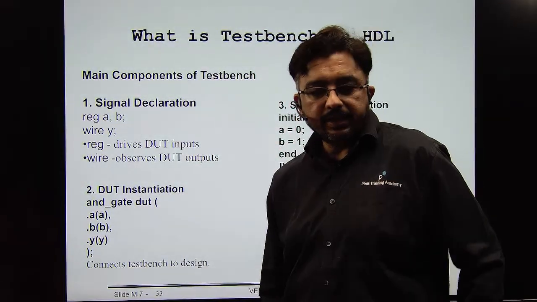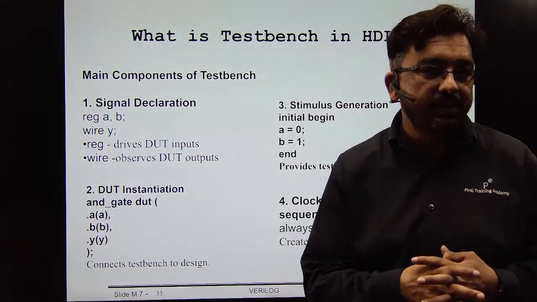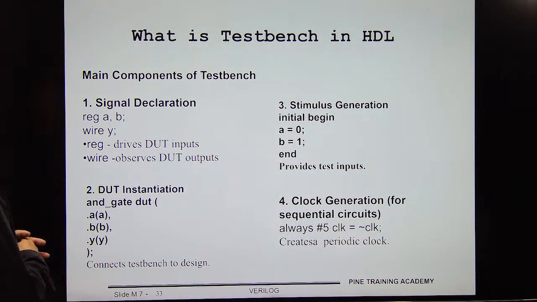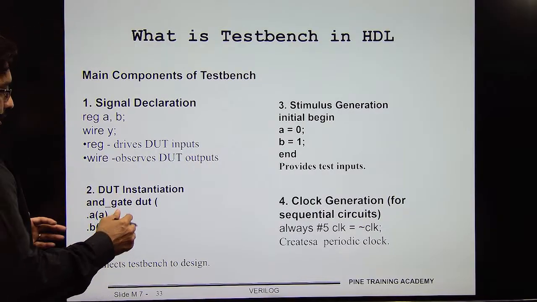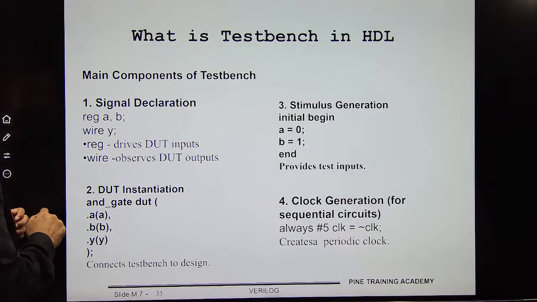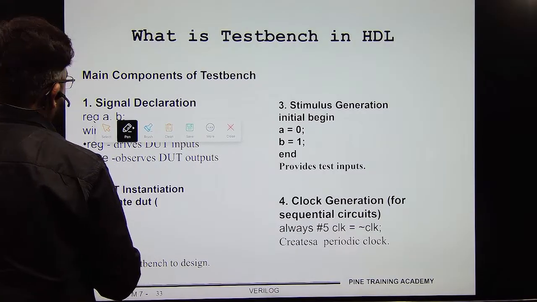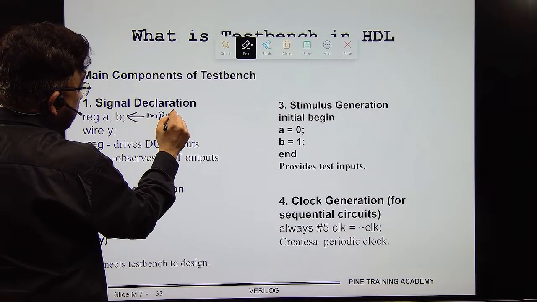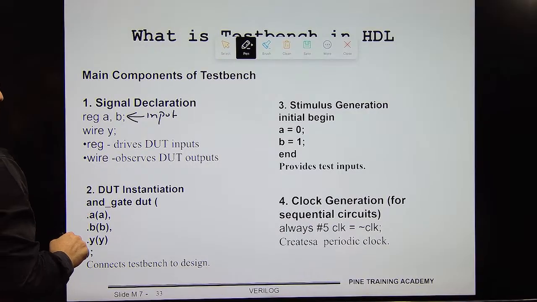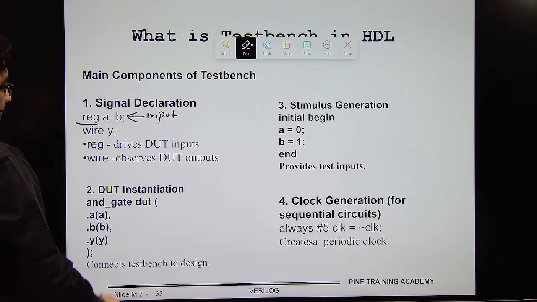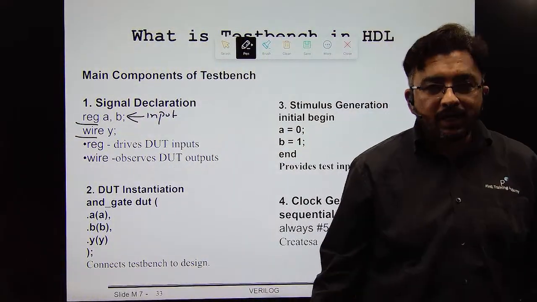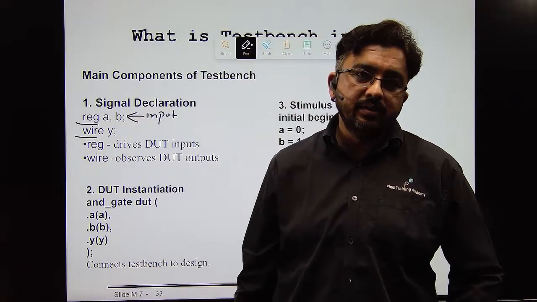Now, what is a test bench again? What are the major components in a test bench? You need to understand this before writing the code. As I mentioned, you have to define all the inputs of the design under test. You have to identify all the inputs, and these you have to define as reg. And for the output, wire. Why are we taking the output as wire? Because wire generally doesn't store any data.